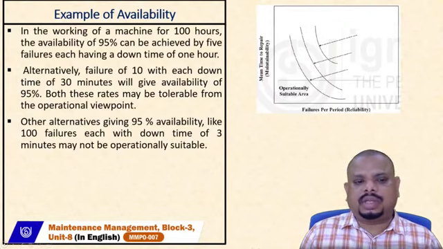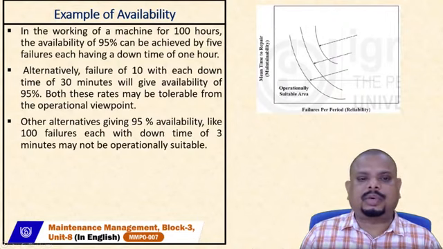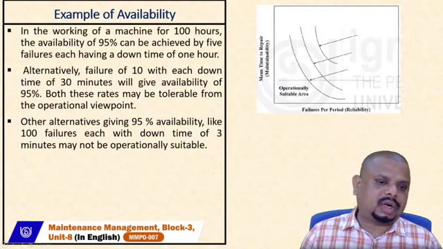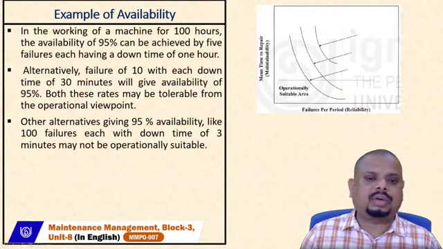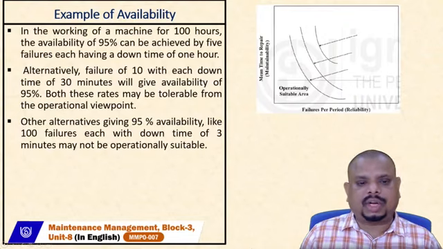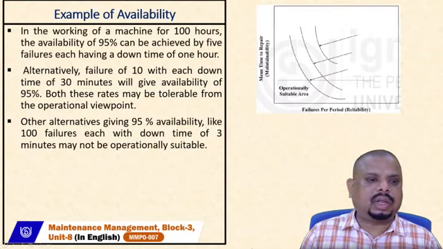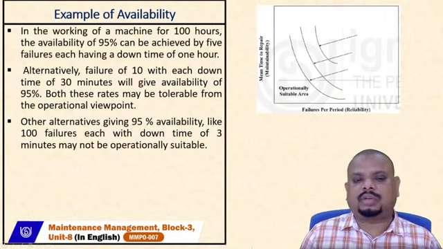Here these failure rates should be tolerated from the operational viewpoint. During the 100-hour working, that pump should be suitable to spread the water to specific areas, to a number of furnaces, and to the requirements of different departments. And if you observe the alternative, 95% availability with 100 failures and each failure of 3 minutes, the total 30 minutes of time should be there, and the 3 minutes may not be operationally suitable in that case. So here what will happen?